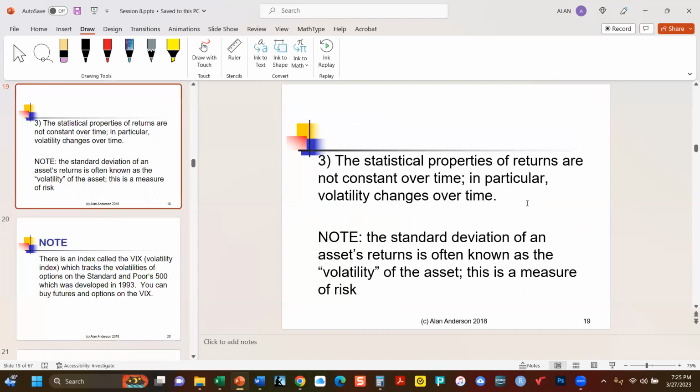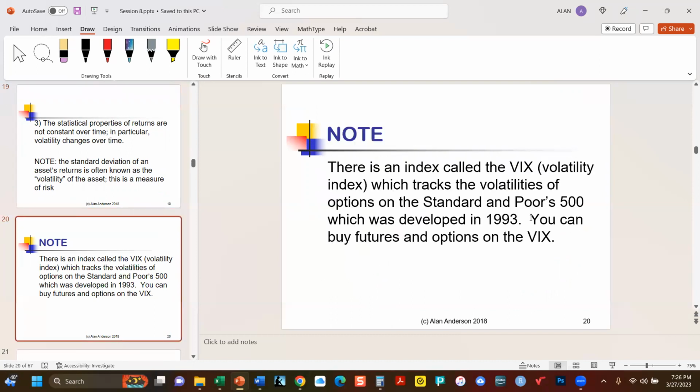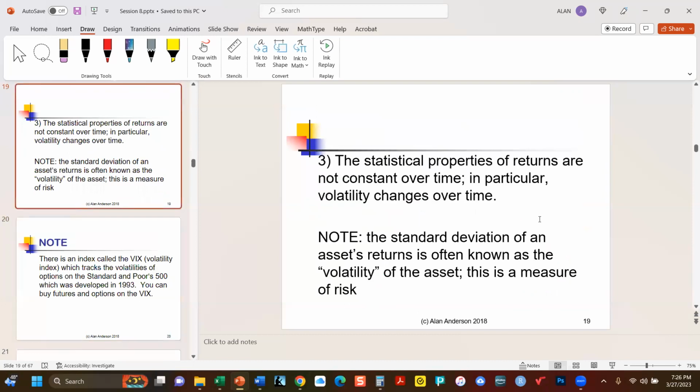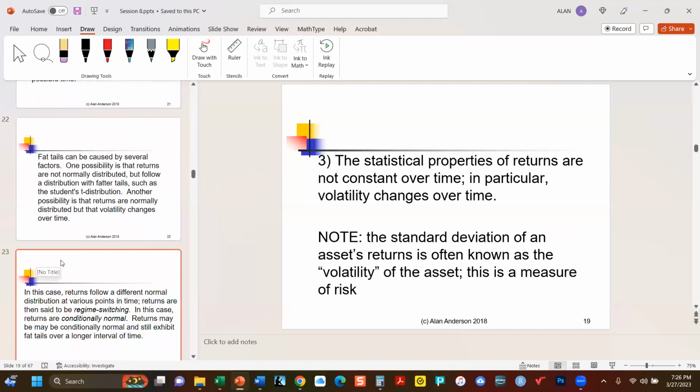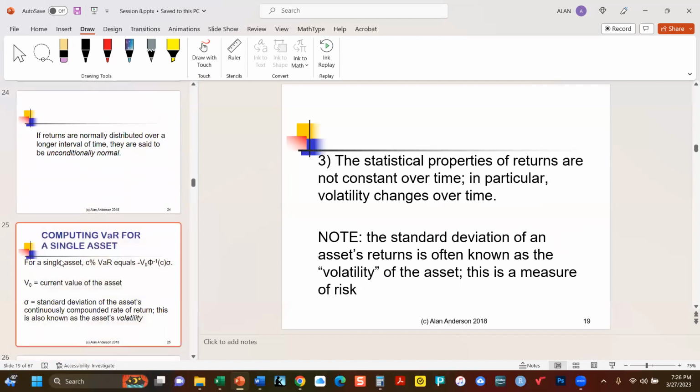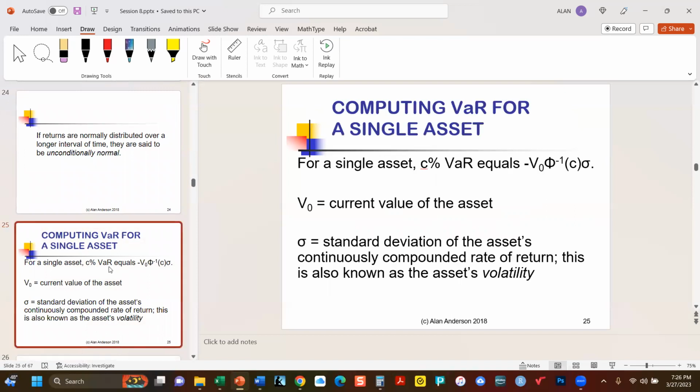Okay. And of course, the statistical properties don't really stay fixed, especially the volatility. We've looked at the VIX before, and we saw that volatilities can change quite a bit in the economy. So we don't need to go through that again. Now, with all that being said, let's calculate the value at risk.